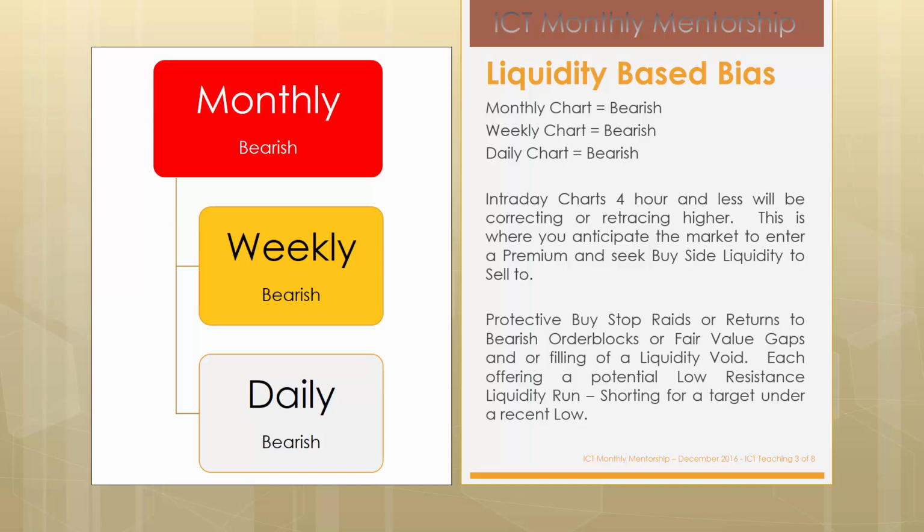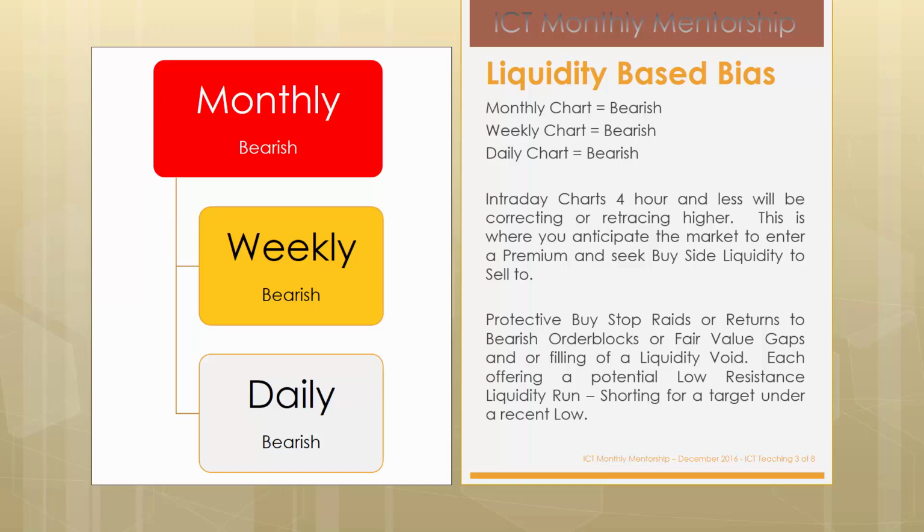Protective buy stop raids or returns to bearish order blocks or fair value gaps and/or filling of a liquidity void, each offering a potential low resistance liquidity run, shorting for a target under a recent low. What low would you be targeting? Well, you want to be primarily looking to see what's near term on the daily chart. What liquidity is resting on that daily chart that your short trade could take advantage of, buying back below a daily low where sell stops would be resting.